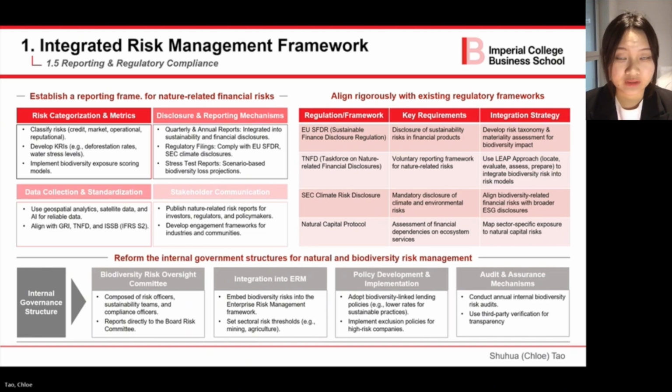water scarcity. We enhance data reliability using geospatial analytics, satellite data, and AI, aligning our disclosure with frameworks like GRI and TNFD climate requirements. The quarterly and annual reports, along with the stress tests, support our regulatory filing and stakeholder communications, all overseen by a dedicated oversight committee integrated into our enterprise risk management framework. In summary, our 5-stage framework equips financial institutions to tackle nature-related risk holistically, which turns risk into opportunities, ensuring financial stability while safeguarding our planet.